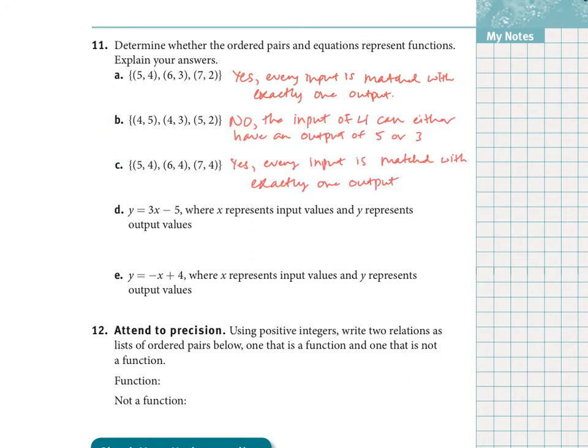All right, let's check our answers. Let's look at part B. I end up getting no. If you see the input of 4, you can see that there are 2 different outputs. It gives us 5 and it also gives us 3. So no, that wouldn't be a function since our input of 4 can have an output of either 5 or 3. Now part C, I got yes, it is a function since every input is matched with exactly one output.